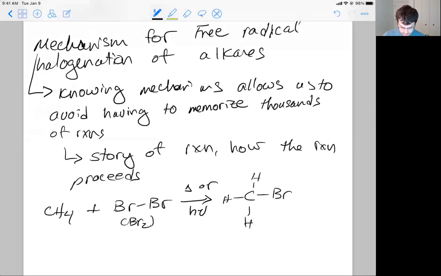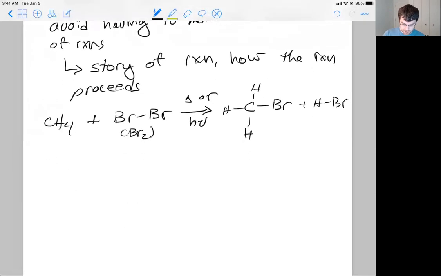CH3Br plus HBr. Now, what we want to do is account for how the starting materials get converted into all of the products as best that we can. And we can get some insight into this if we're able to observe the reactive intermediates along the way or gain some evidence about the reactive intermediates along the way.